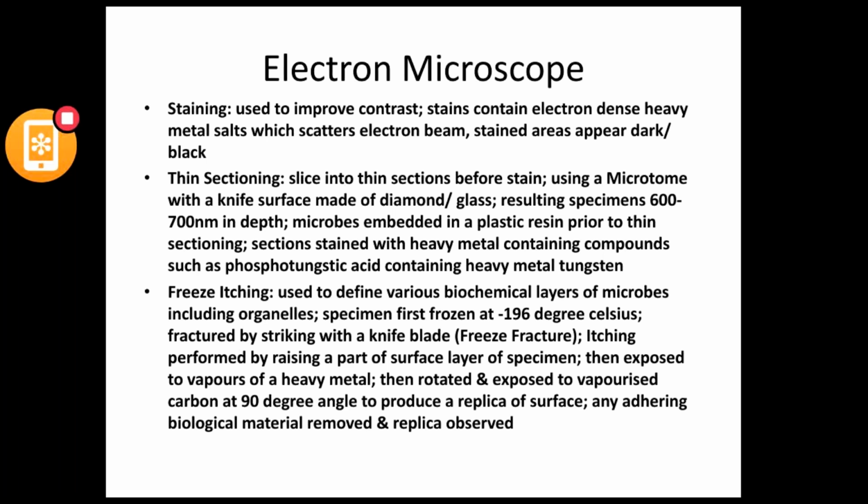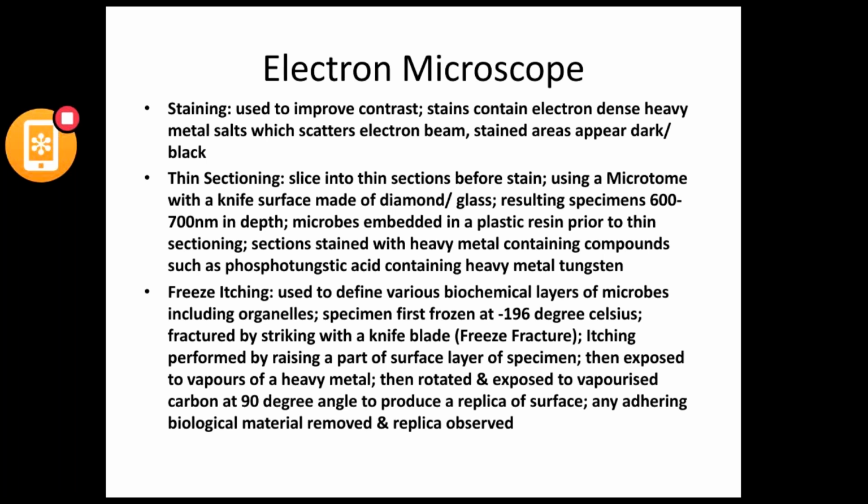So this is the property we are doing first. In the specimen preparation, we will start with freeze etching. So in freeze etching, what are we doing? The specimen is first frozen at -196 degrees Celsius, fractured by striking with a knife blade. This step is called freeze fracture.